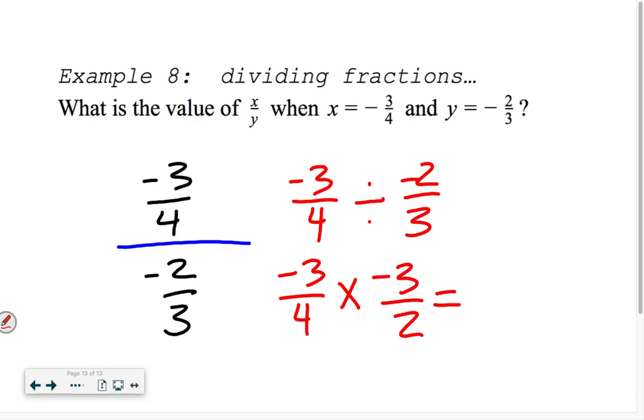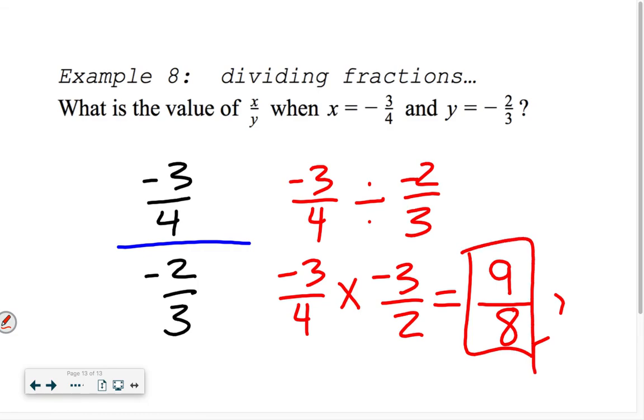Now we go straight across. Negative 3 times negative 3 is a positive 9, same signs. And 4 times 2 is 8. The final answer is 9/8, or 1 1/8. And that is the end of 1.5 and 1.6.